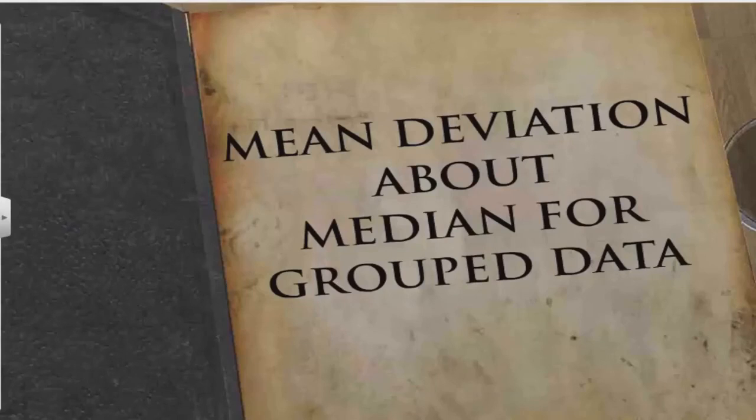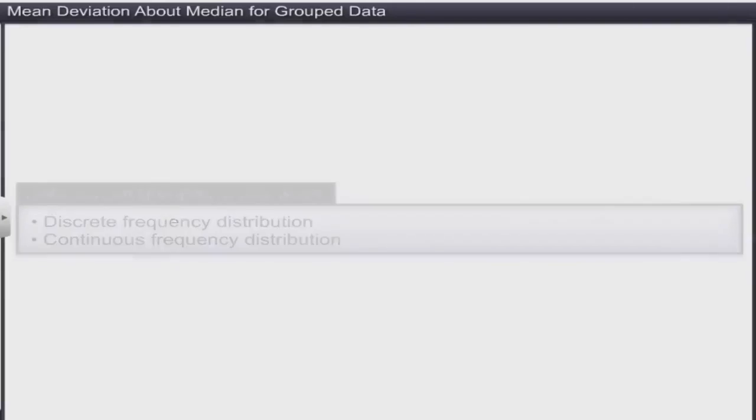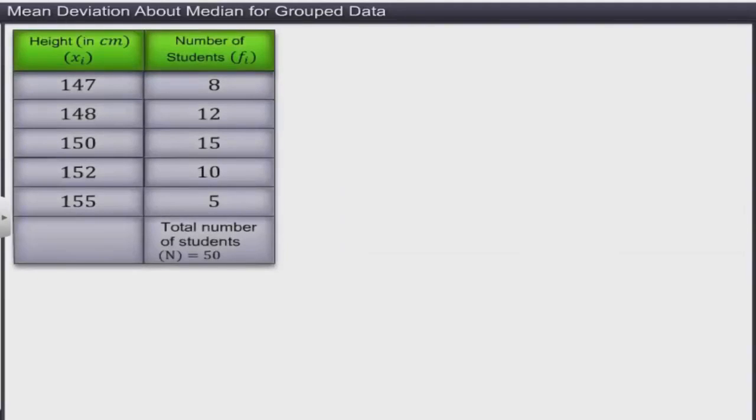In this module, you will learn to find the mean deviation about the median for grouped data. We know that data can be grouped in two ways: discrete frequency distribution and continuous frequency distribution. Let's find the mean deviation about the median for a discrete frequency distribution. Look at the data of the heights of 50 students in a class. We'll find the mean deviation about the median of the given data.